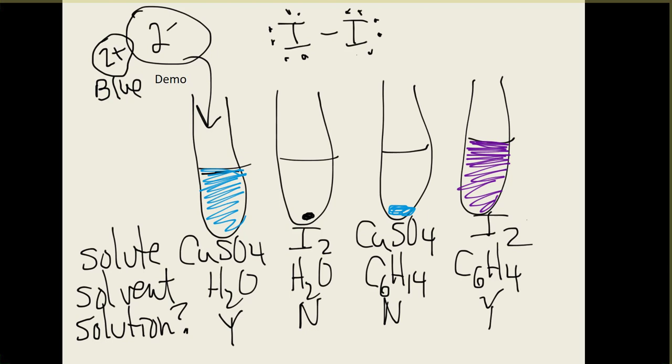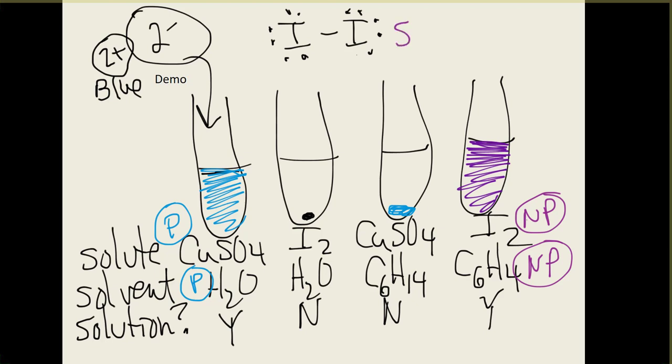So how come I can form some solutions, but some combinations don't make a solution? They won't dissolve. Well, it has to do with polarity. In my first case here, I took a polar water molecule and put in a polar salt, and notice that I get a solution. I didn't get a solution in the two middle test tubes, but in the last one, I have a nonpolar solute in a nonpolar solvent, and I also got my solution. So sometimes this is described as like dissolves like. I prefer to look at it that you have to have similar polarities.